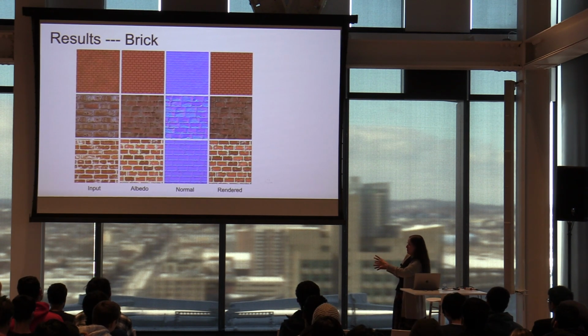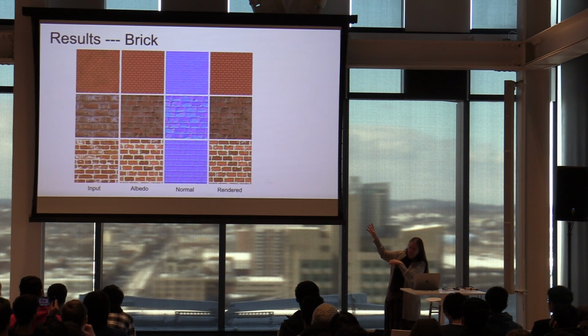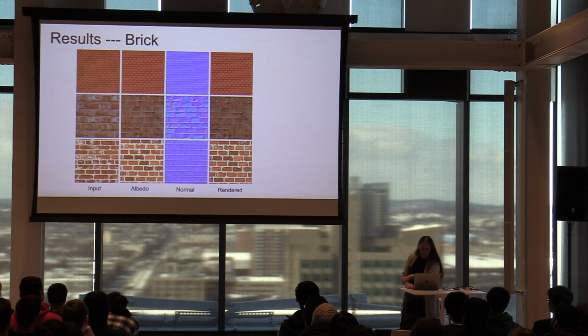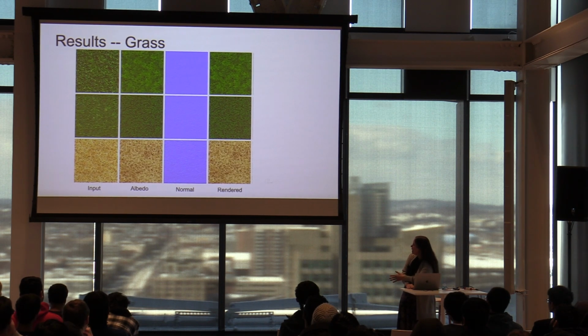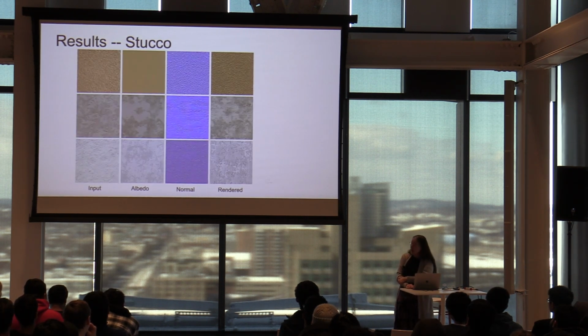On the left, you have the input image, and then in the next column our estimated albedo image, the color of reflected light, then the estimated surface normal, and then those rendered together for what the material will look like when rendered on an object. And then we got similar kinds of quality results for grass, not perfect, but similar to the examples we're given. And for shingles, the different kinds of shingles produced, another kind of material that you probably see a lot around Boston, like we do in New Haven. And for some stucco.